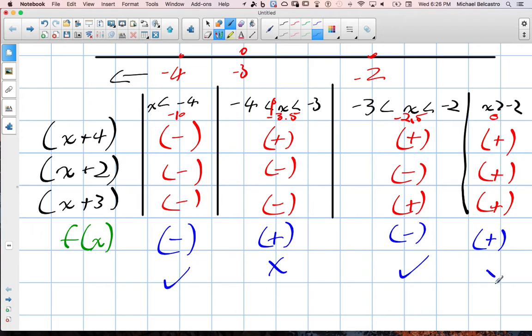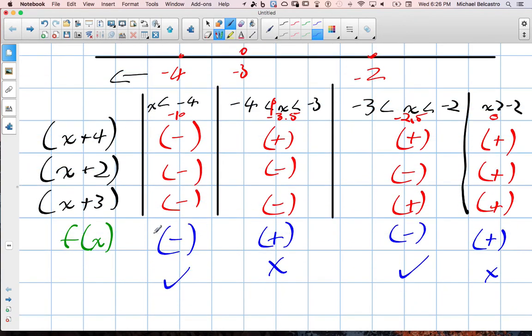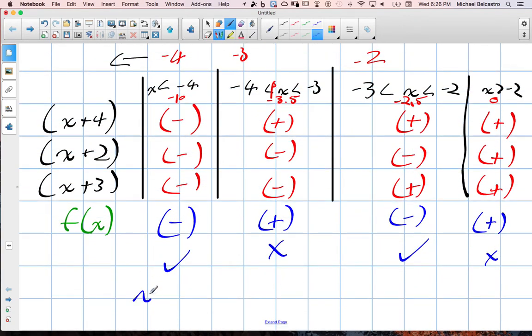So that doesn't meet our requirement. The intervals for when the function is negative are when x is less than -4, and when x is between -3 and -2.